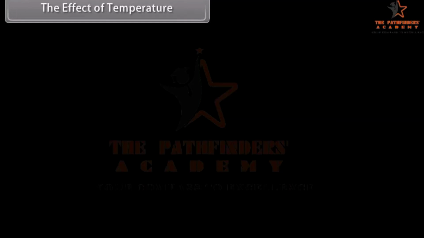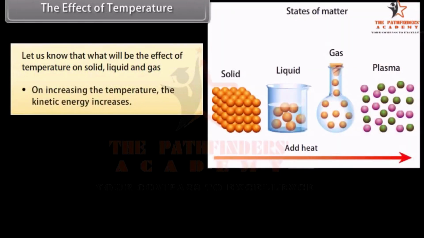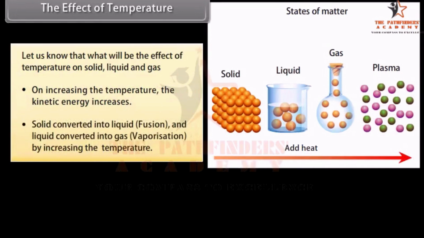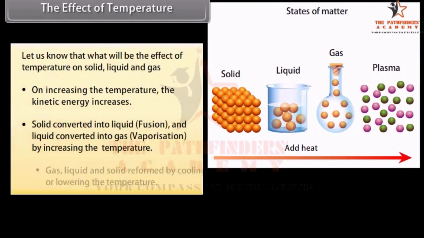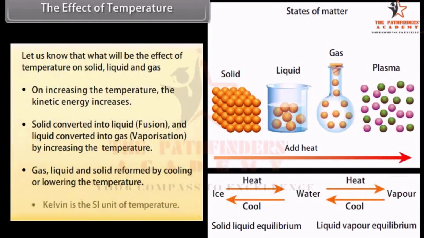The effect of temperature. Let us know what the effect of temperature on solid, liquid and gas will be. On increasing the temperature, the kinetic energy increases. Solid converts into liquid (fusion), and liquid converts into gas (vaporization), by increasing the temperature. Gas, liquid and solid are reformed by cooling or lowering the temperature. Kelvin is the SI unit of temperature.